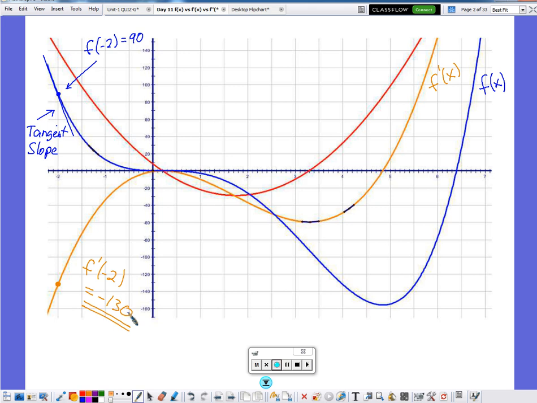Somebody else is going to answer the question. I think it will help you as well. This -130 has two meanings. It is the y coordinate on the orange function. The orange function is called f prime. But because f prime represents the tangent slopes of f, or the derivative of f, or the instantaneous rate of change of f, the -130 also has meaning in terms of the blue plot.